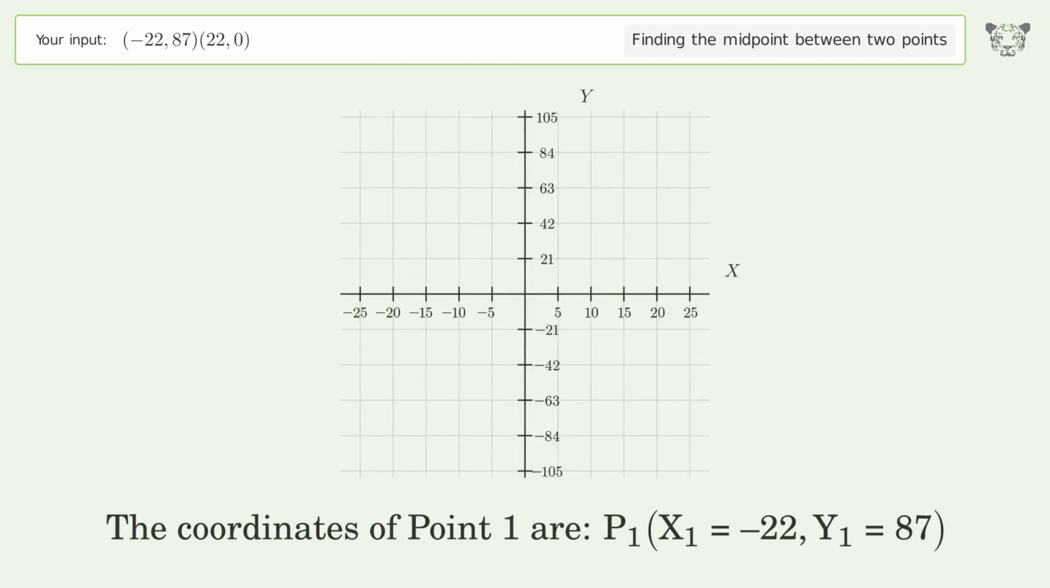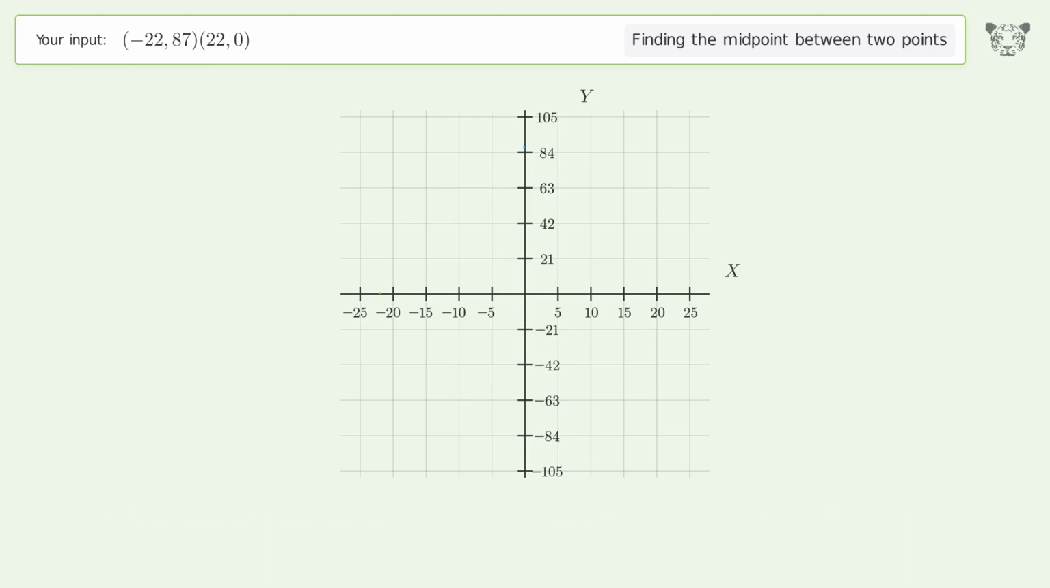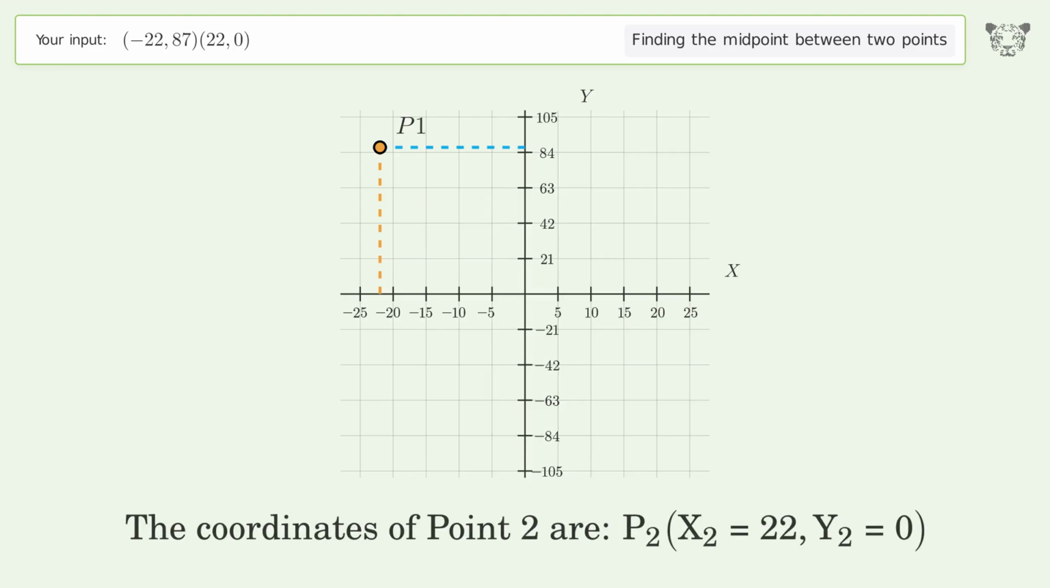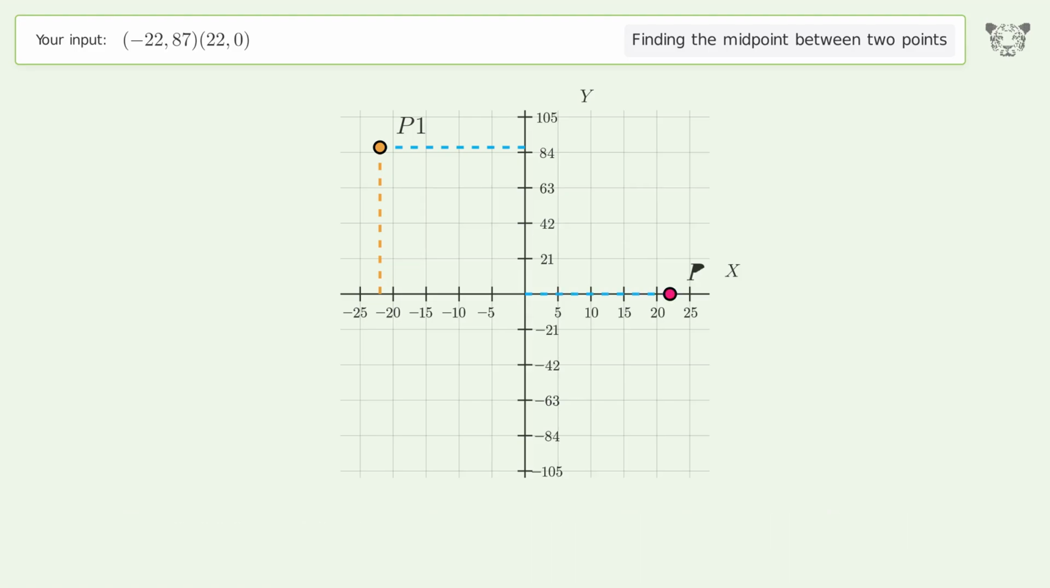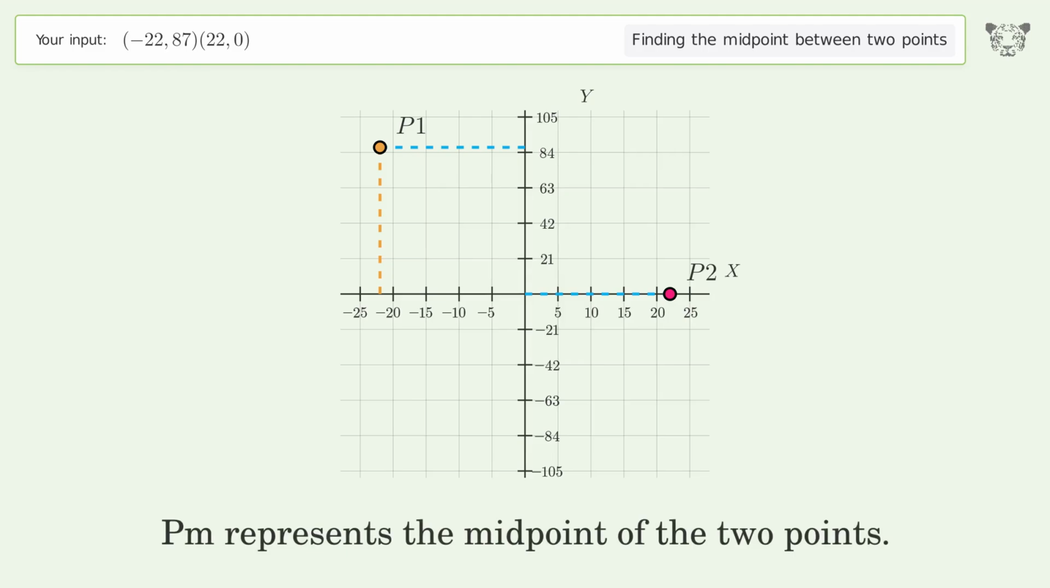The coordinates of point 1 are, x1 equals -22, y1 equals 87. The coordinates of point 2 are, x2 equals 22, y2 equals 0. PM represents the midpoint of the 2 points.